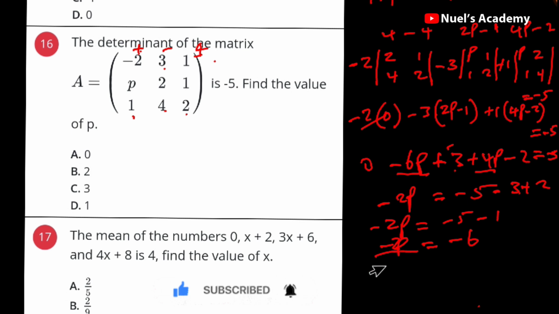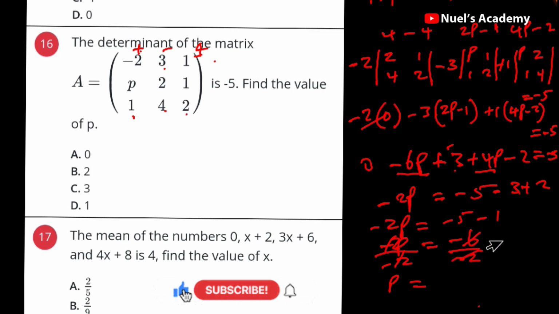So let's divide both sides by minus 2. Then this and this will cancel. We have that p is equal to minus 6 divided by minus 2, which is equal to 3. So from here you have that option C is the correct answer to the question.